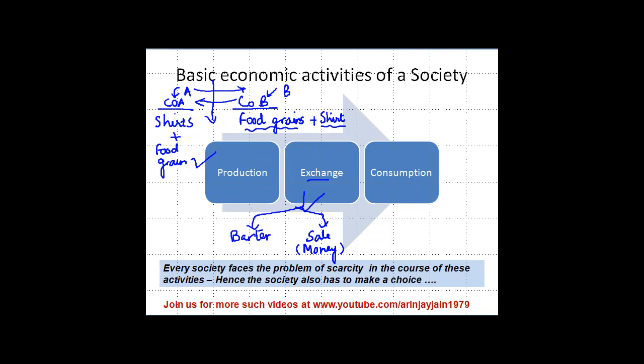And then the third stage is consumption. B wears the shirt and A consumes the food grains. So that's how this economic activity of a society works. So there is production, there is exchange, and then there is consumption.